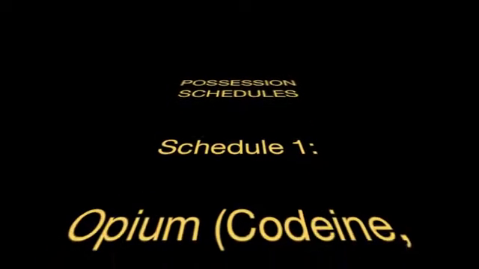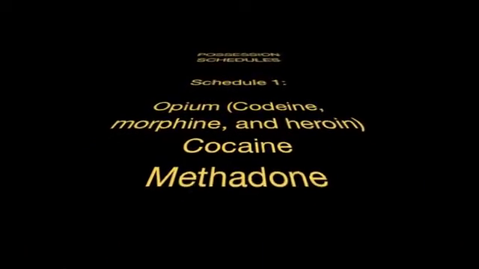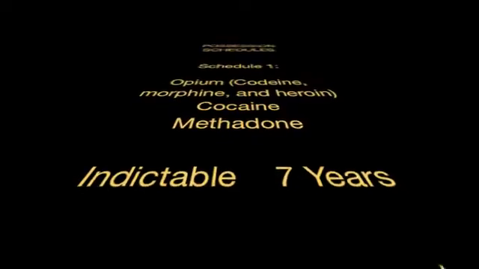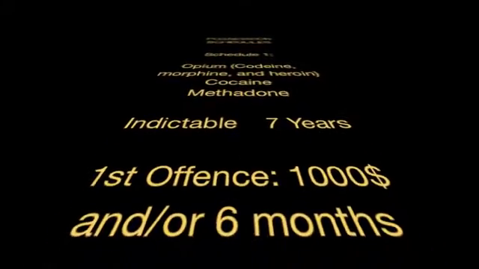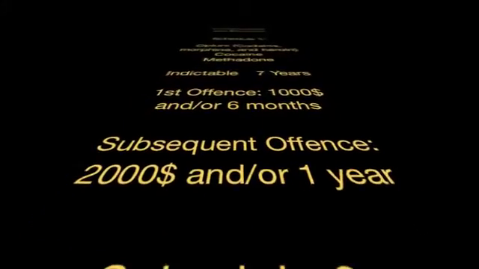Now let's take a look at the schedules and the maximum penalties for possession under the Controlled Drugs and Substances Act. Schedule 1 includes drugs like opium, cocaine, and methadone. It's an indictable offense that can last up to 7 years in prison. For a first offense, a fine of $1,000 or 6 months in prison can serve as a penalty, and for a subsequent offense, a fine of $2,000 and 1 year can be a penalty.